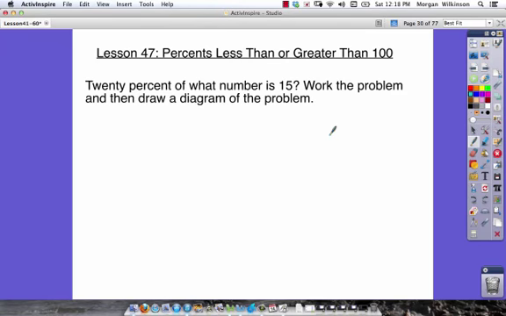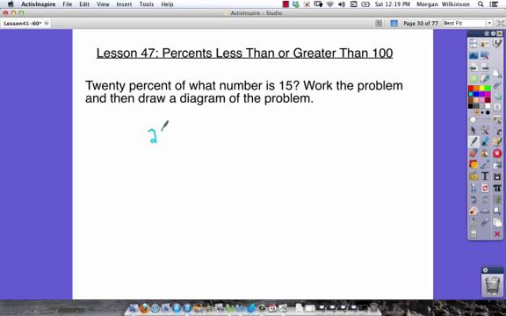Lesson 47 is about percents less than or greater than 100. Now we know percents are just something out of 100, so that's going to help us as we go through this lesson. The first question says, 20% of what number is 15? We need to work the problem and then draw a diagram of the problem. So 20% of what number is 15?